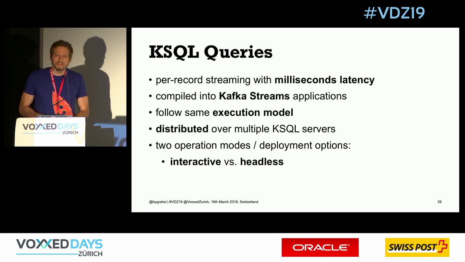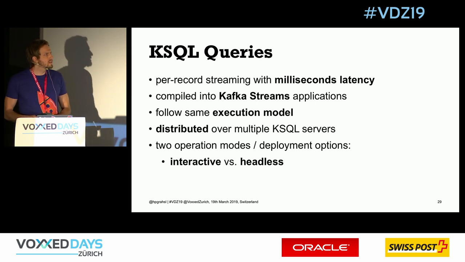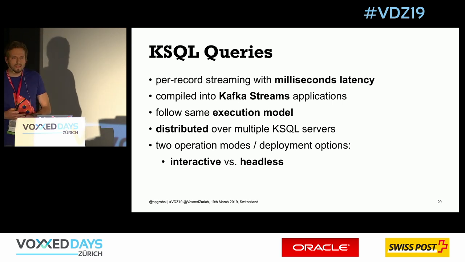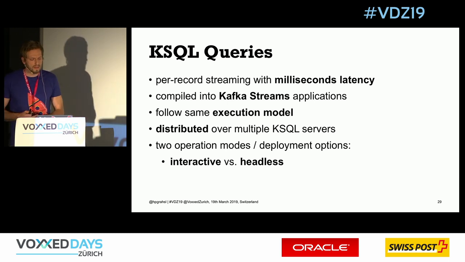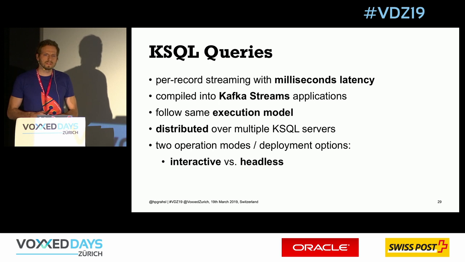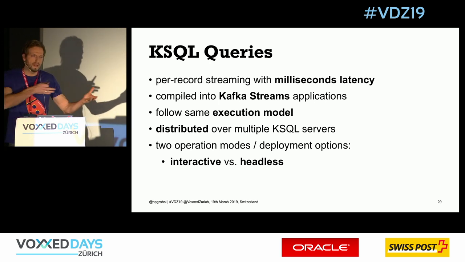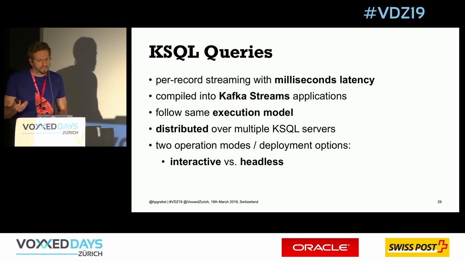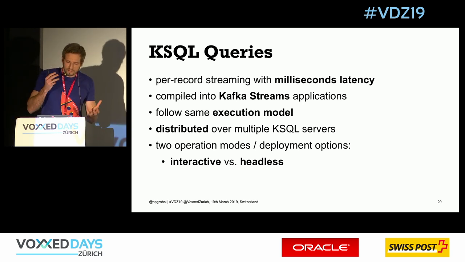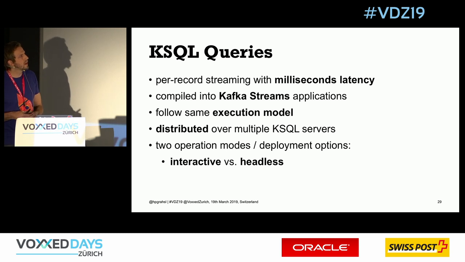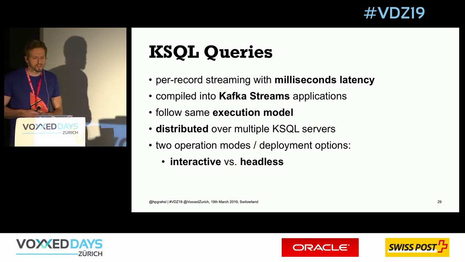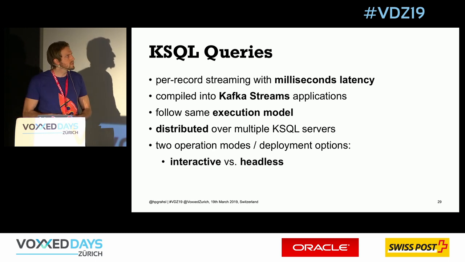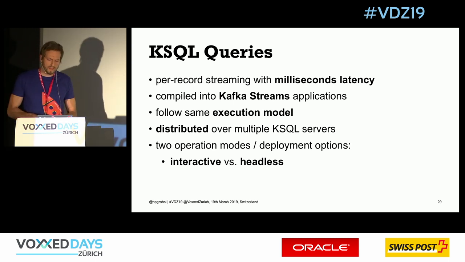The way this works again is that when we write such queries, and we will see several examples in the demo part, these queries give us per-record streaming with at least sub-second, ideally millisecond latencies. Under the covers, these queries are parsed and compiled down into Kafka Streams code, and that's why they follow more or less the same execution model. So if you know Kafka Streams and have an idea how it operates, then this is very similar. You can also distribute such streaming query jobs across multiple instances just by launching multiple KSQL servers.